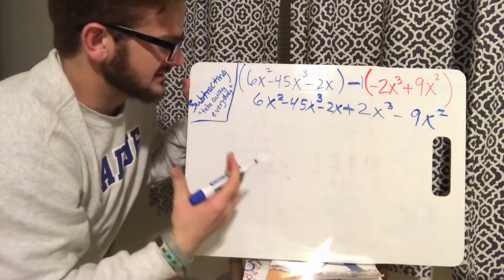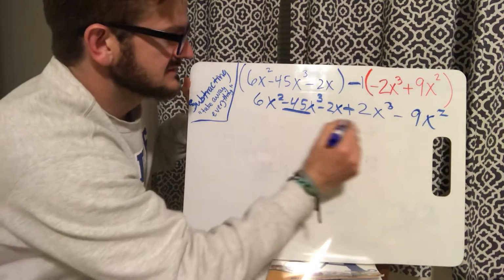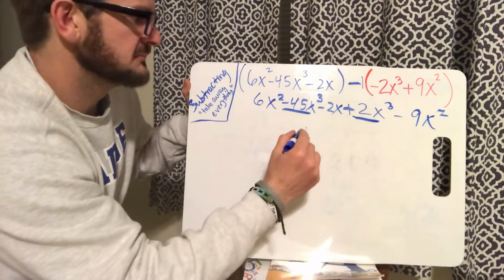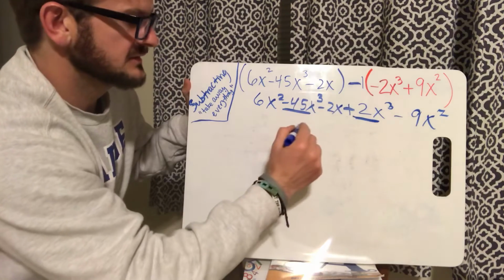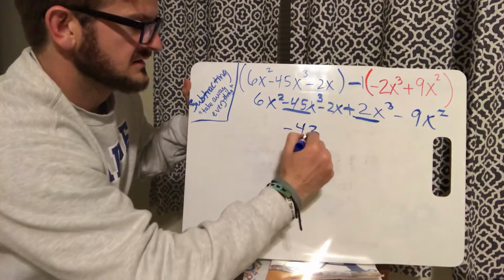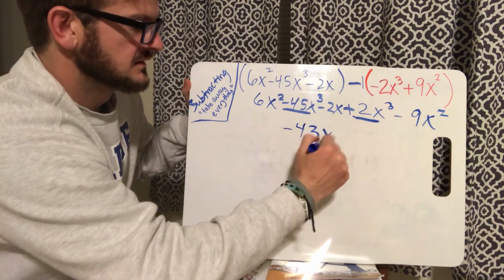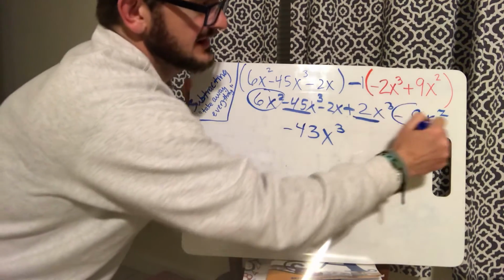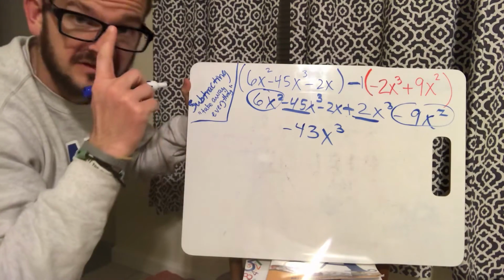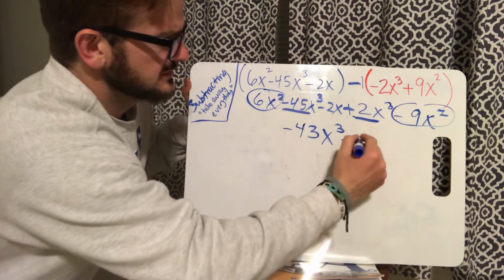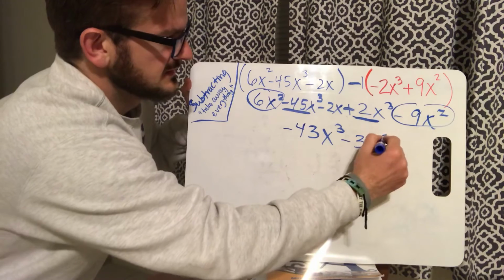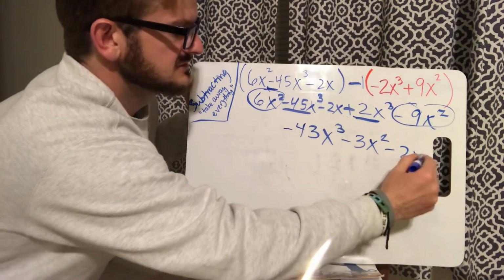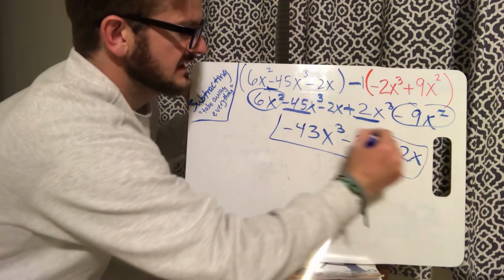Now we're going to combine our like terms. Looking at this, I see these are x to the thirds, so I'm going to combine those: negative 45 plus 2. I see 6x squared and a negative 9x squared. When I put those together, I get negative 3x squared. And then the last piece is minus 2x, and I'm finished.